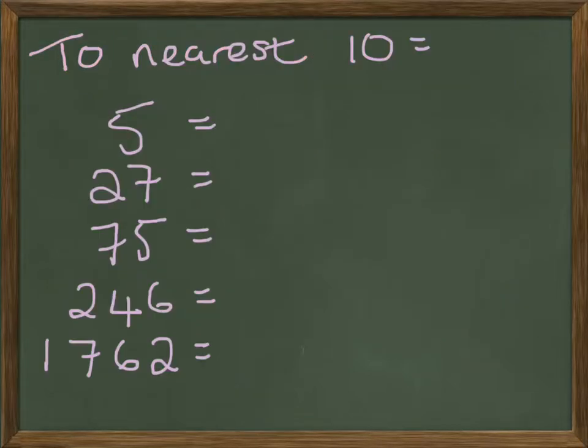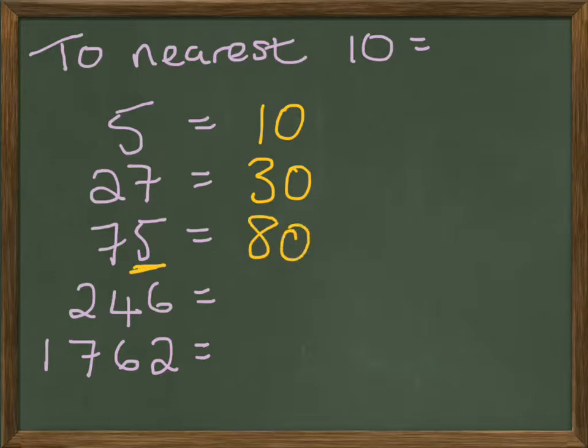So, can you round these numbers to the nearest 10? If you'd like to have a go, pause me, and then we can go through it. So you either paused me or you didn't. So here we go. To the nearest 10, 5 goes up to the nearest 10, and that is going to be 10. 27 is rounded up to 30. 75, that 5 there is going to go up, so that's going to become 80. 246, the 6 goes up, 250. Remember, because I'm rounding to the nearest 10, it's got to be a 0 at the end of this.